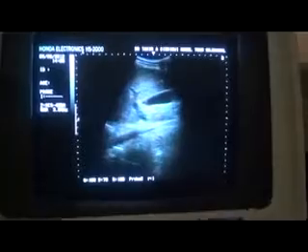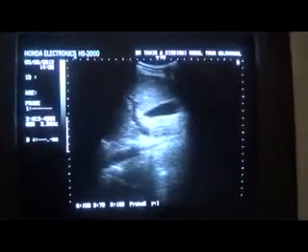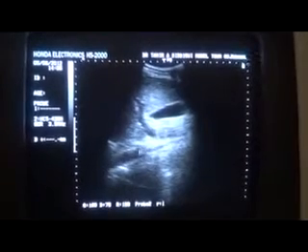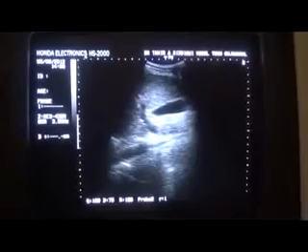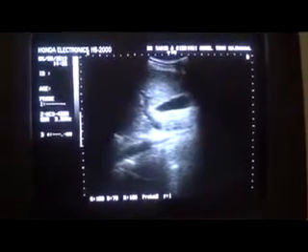Now this view, you see that this is the gallbladder and this is the common bile duct. This is the inferior vena cava. So the portal vein runs at 90 degrees angle to the neck of the gallbladder. This is the commonest shape that you will be coming across of the gallbladder.